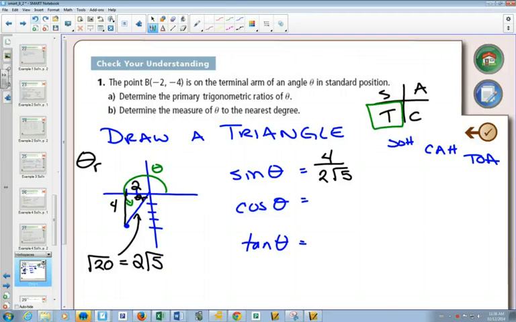Before we rationalize it, I also want to look at the CAST rule. In quadrant 3, I have a T. What does the T mean for the CAST rule in quadrant 3? Only tan will be positive. So what should I do to sine? Make it negative.